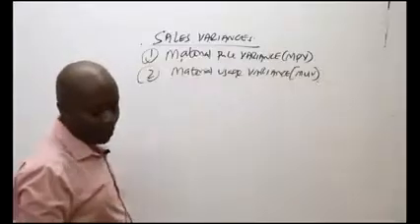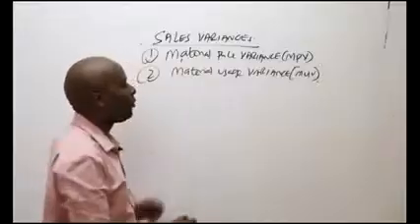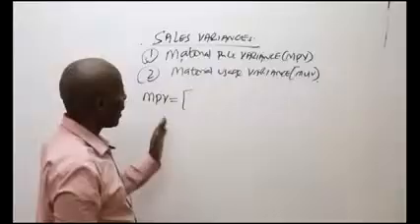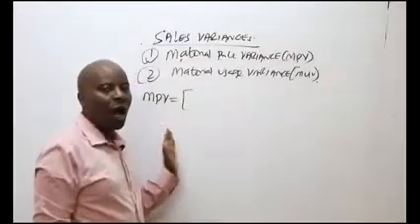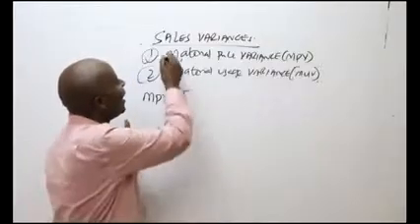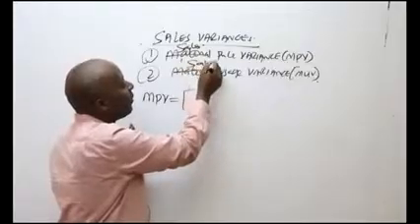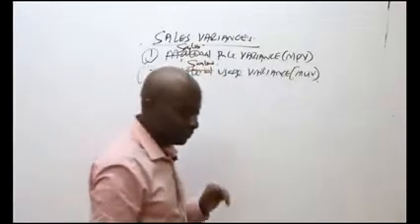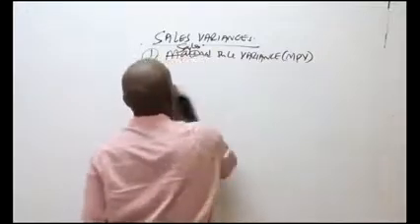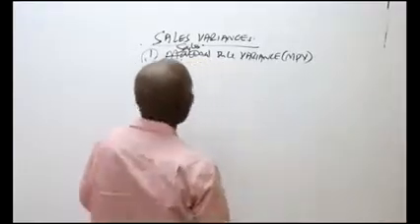So we have the material price variance and the material usage variance. We start with the first one, the material price variance. So how do we get material price, or not material, sales? I'm going back. This is supposed to be sales. So in this case we have the sales price variance.